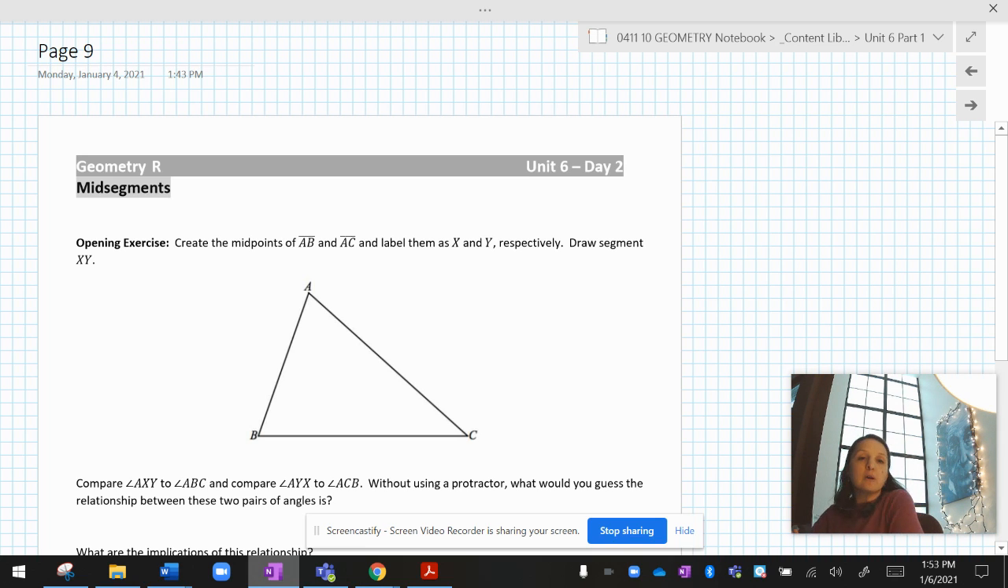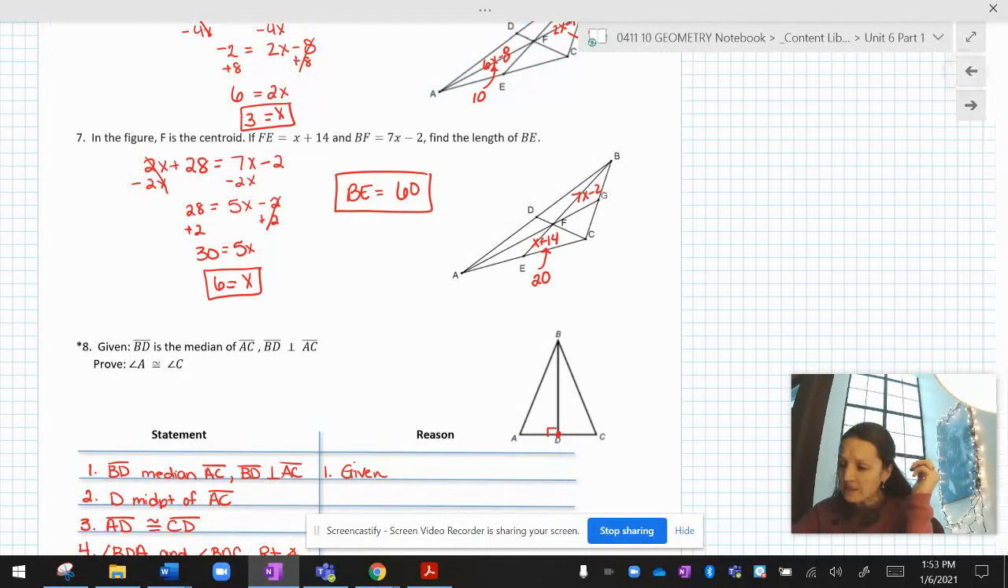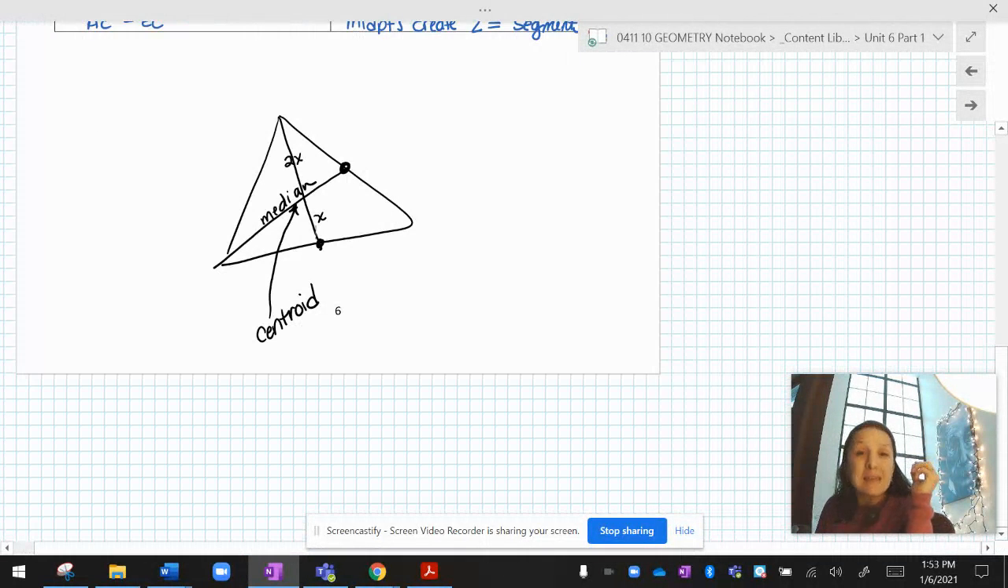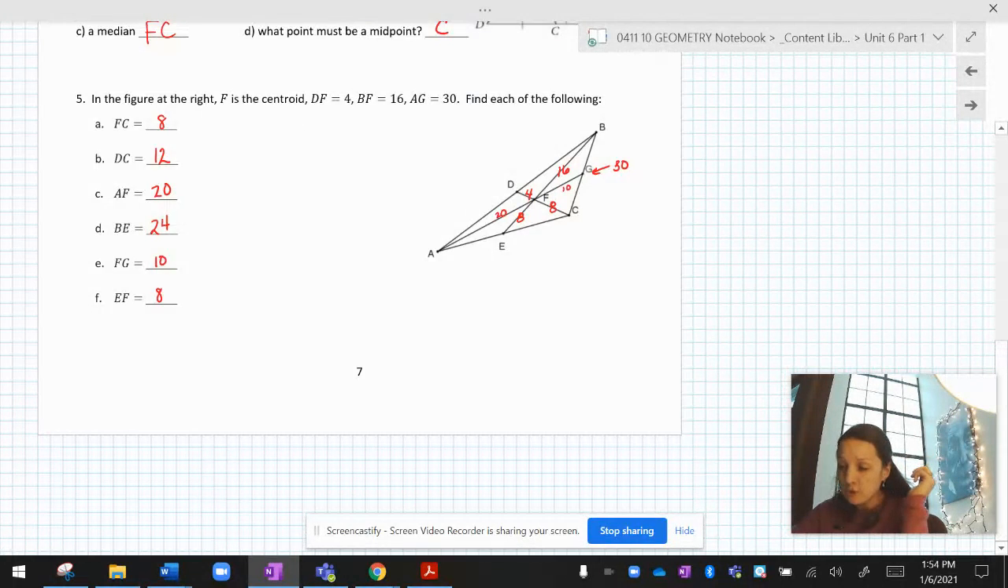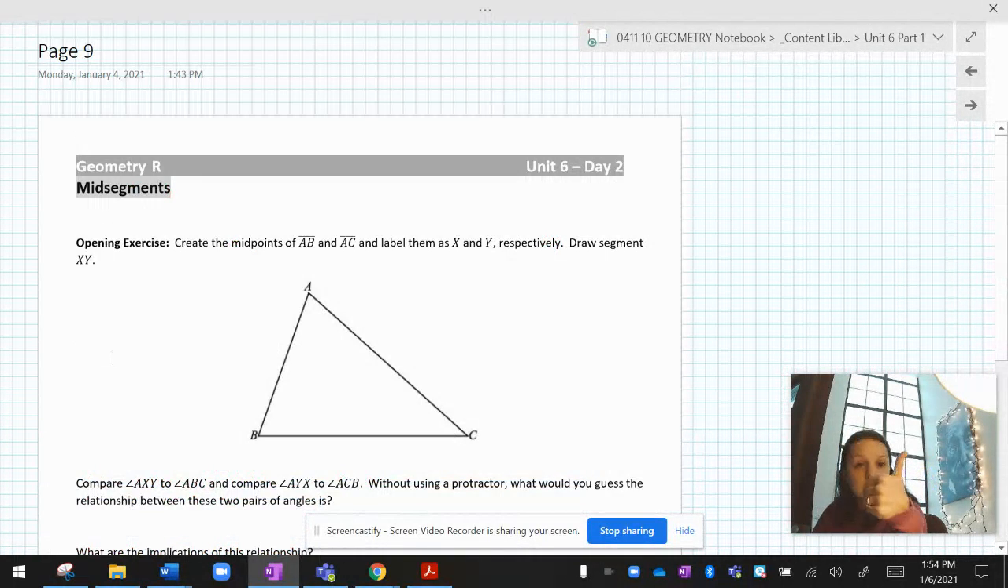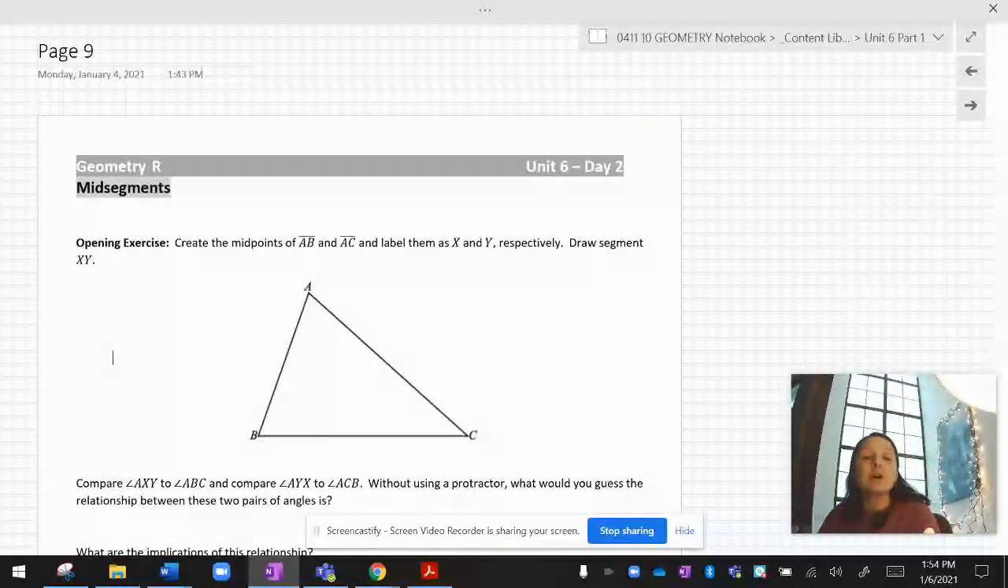Hello, geometry kiddos. Today we're going to talk about mid-segments. So we have one more vocabulary term that you need to know about triangles. Already you should know things like perpendicular bisector, angle bisector, altitude. In the last lesson, don't forget we talked about a median that created a centroid. So we have perpendicular bisector, angle bisector, altitude, and median. And now we're going to talk about a mid-segment.